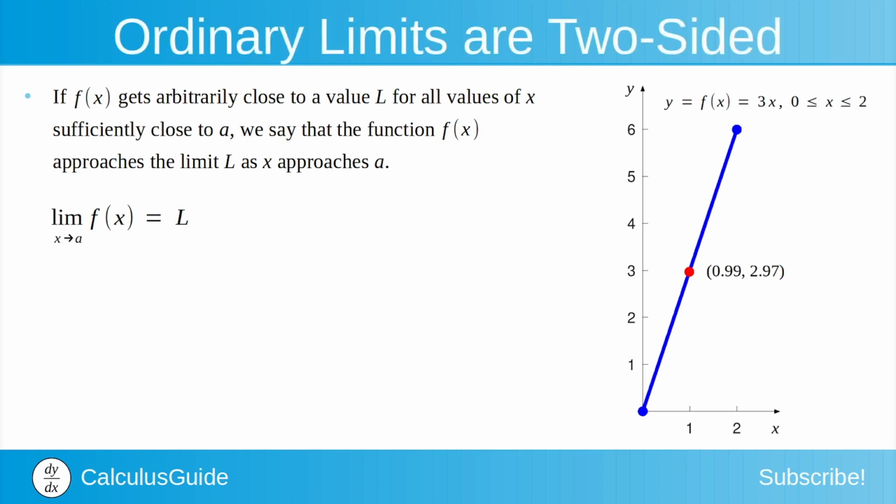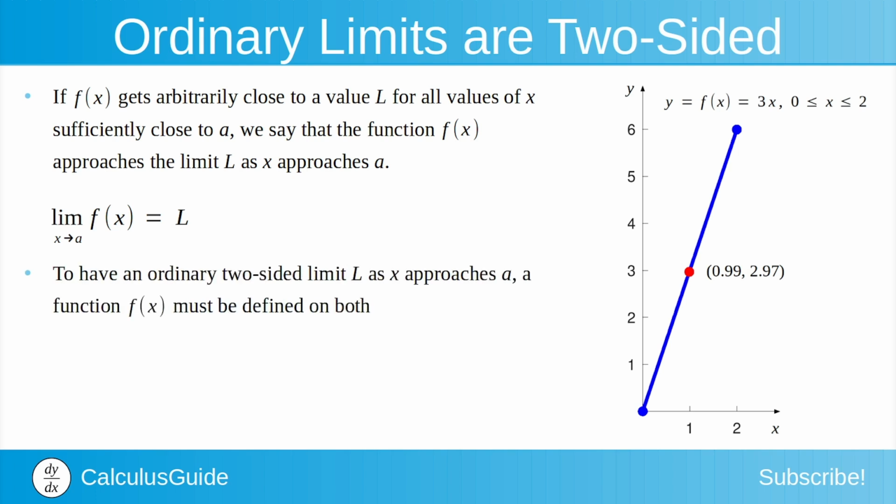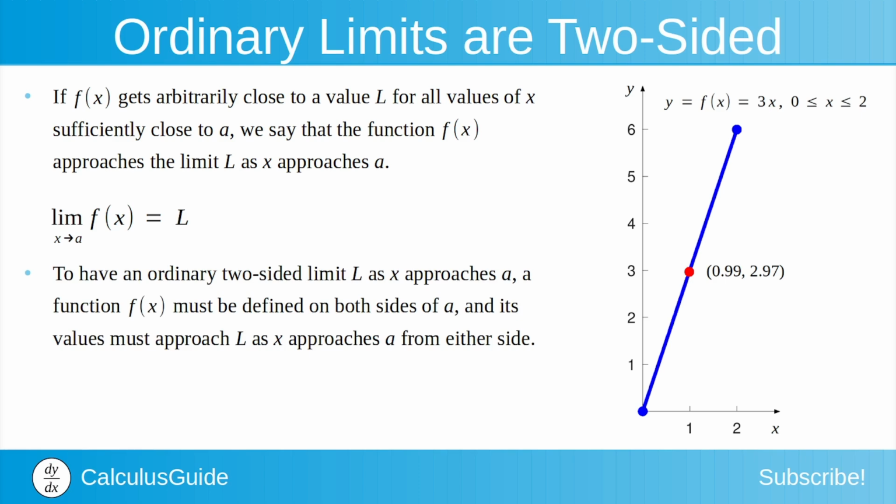Ordinary limits are two-sided. To have an ordinary two-sided limit L as x approaches a, function f of x must be defined on both sides of a, and its values must approach L as x approaches a from either side. In this example, the function f of x is defined on the closed interval from x is equal to 0 to x is equal to 2. It's defined on both sides of the point where x is equal to 1.